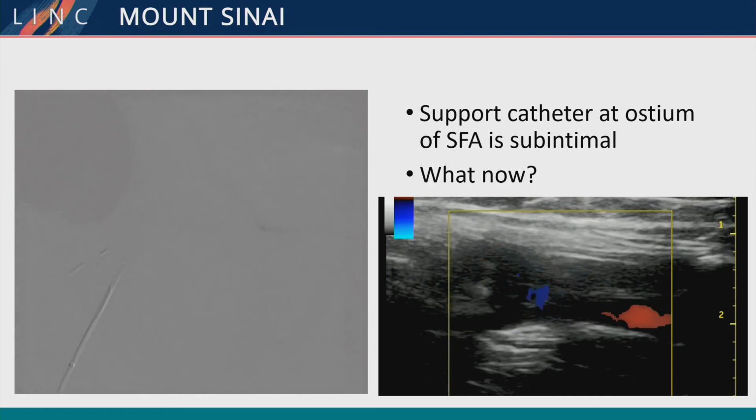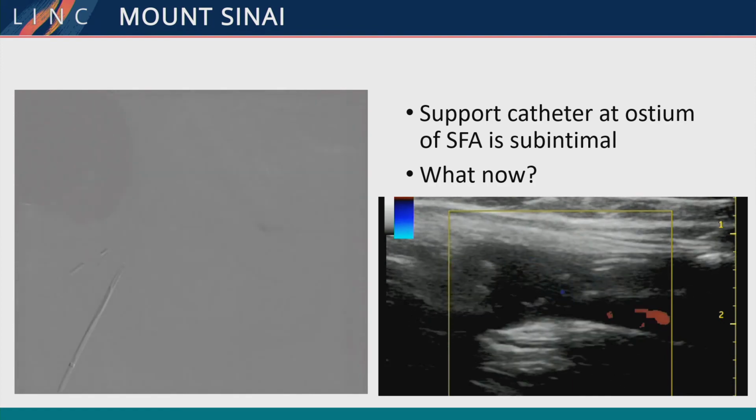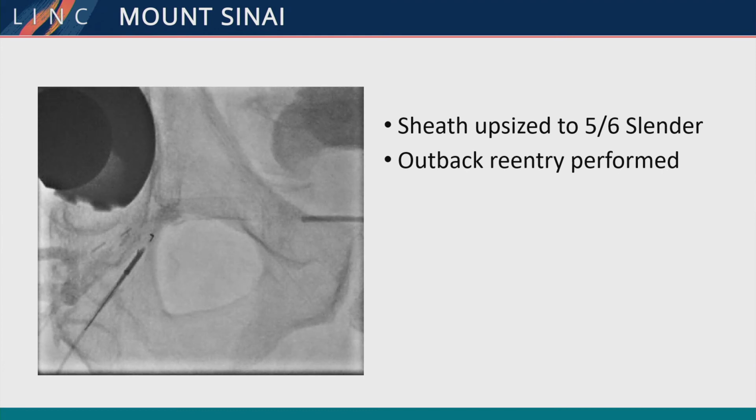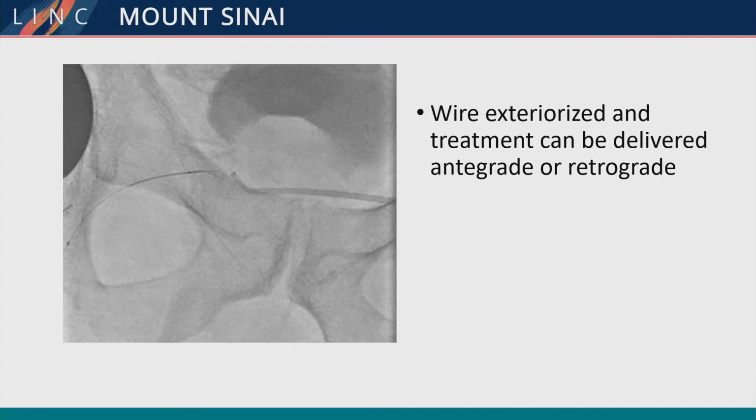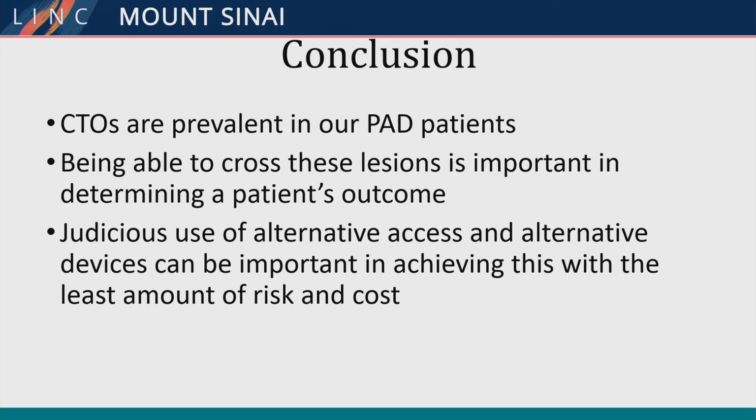If that doesn't work, though, like in this case, and sometimes with surgical manipulation, the scar tissue is a little harder to re-enter, we upsized our sheath to a slender sheath and used Outback to puncture back into the common femoral artery. We exteriorized the wire so that we had through-and-through access, and deployed a drug-eluting Zilver PTX here, actually in a retrograde fashion, so we can land it very accurately. And so that's just a case of alternate access and alternate devices.